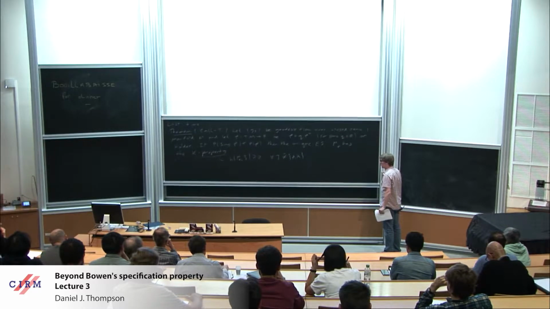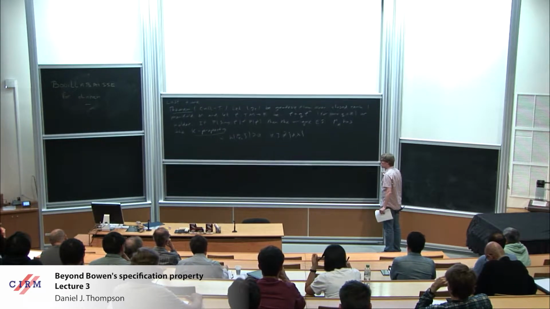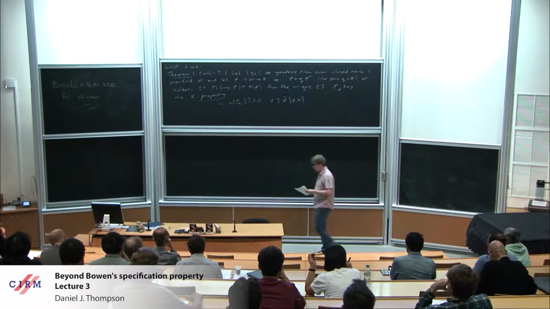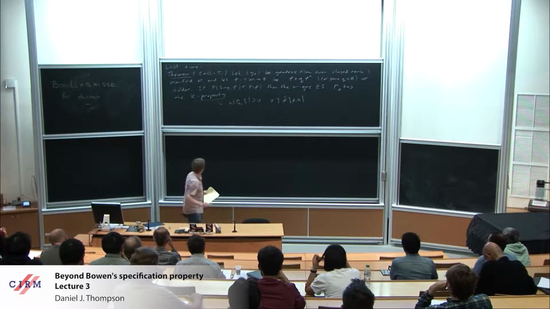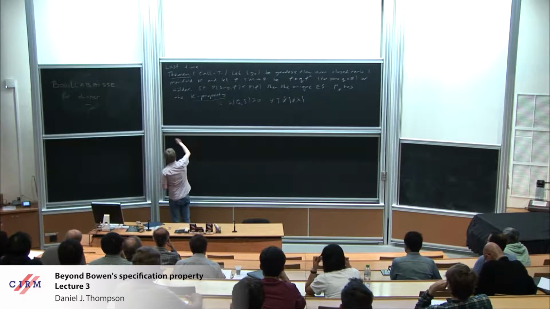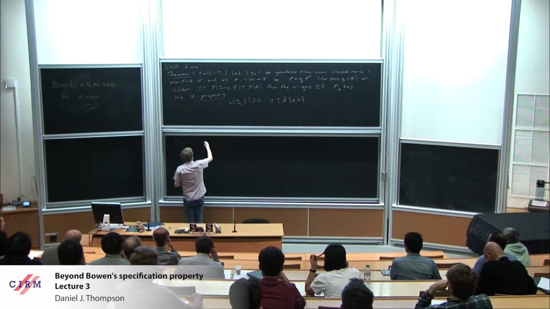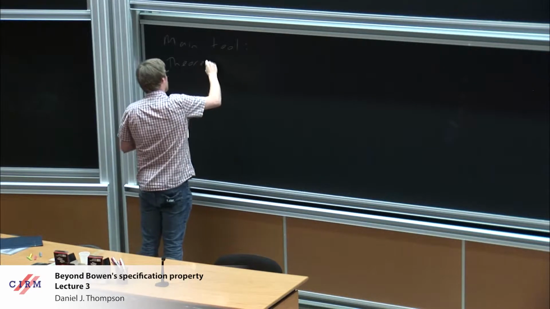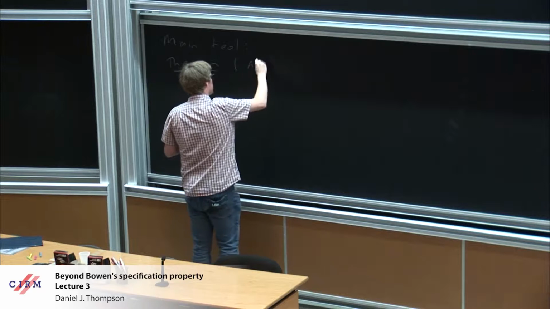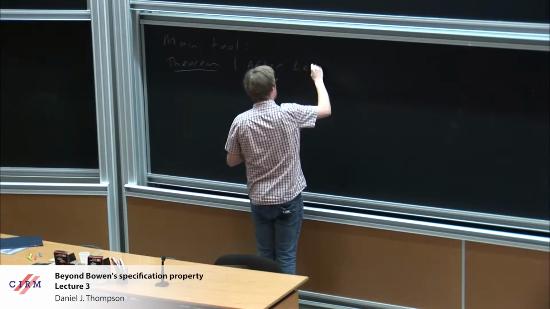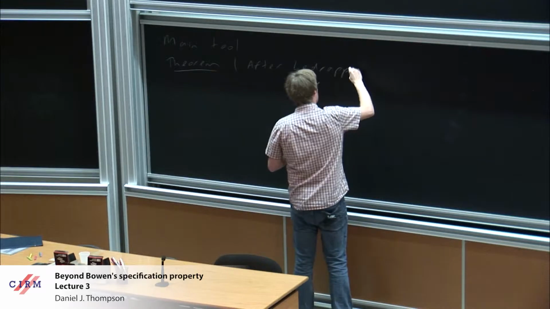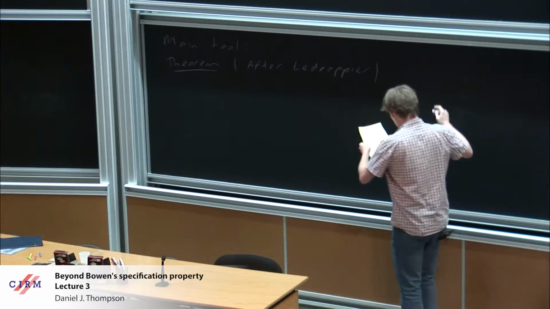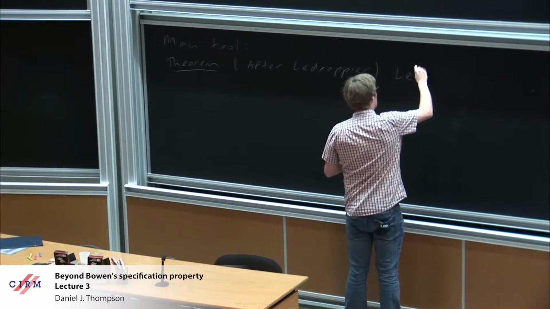The main tool that we have is some rediscovered gold from the body of work of Francois Ledrappier. So let me tell you what that is. Our main tool. I'm going to write it for continuous time, so I'm going to say after Ledrappier. Ledrappier's version was discrete time. We need the continuous time version.